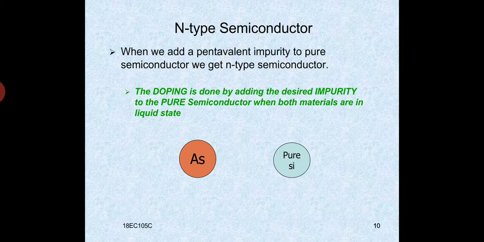Here we'll see. We have taken one pure semiconductor substrate, and then I have taken another small piece of impurity, that is arsenic. Now we are going to add them. So that is how it is. When you add this arsenic to a pure semiconductor, that will result in an N type of semiconductor material.